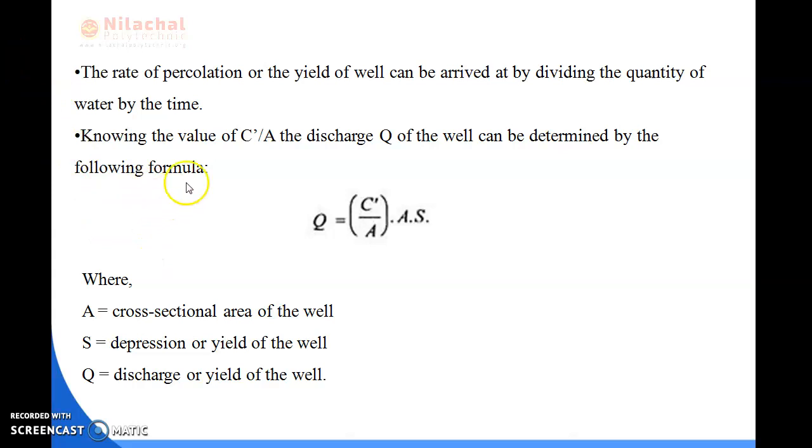By knowing the value of C dash by A, we can find out the value of Q, that is the discharge of the well. So we have already noted the notation: A is the cross sectional area of the well, S is the depression head of the well, and Q is the discharge or the yield of the well. By using this formula, we will be solving the numericals.